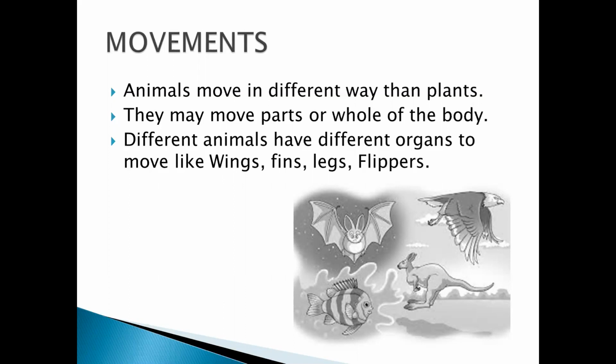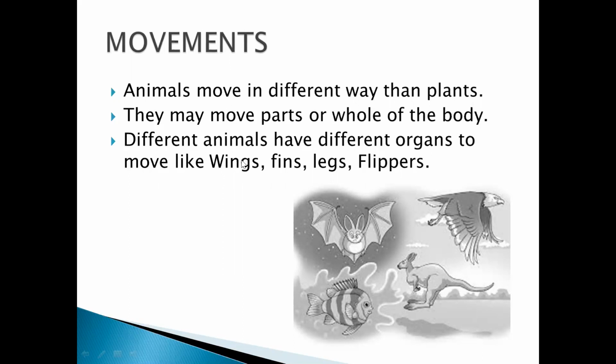First of all, we will talk about the movement in animals. Animals move in a different way than plants. In the previous lesson, I already told you that animals move through their parts or their whole body. But plants show their movement in a different way. Now, how do the animals move? They may move certain parts or the whole of the body.